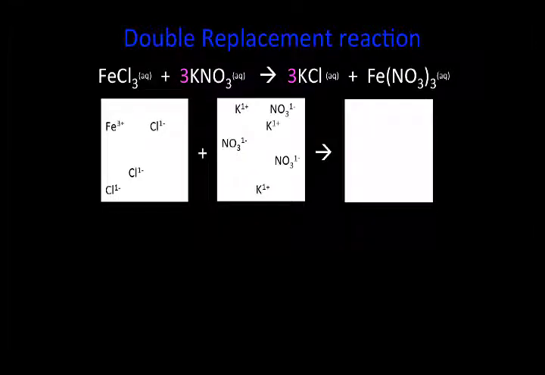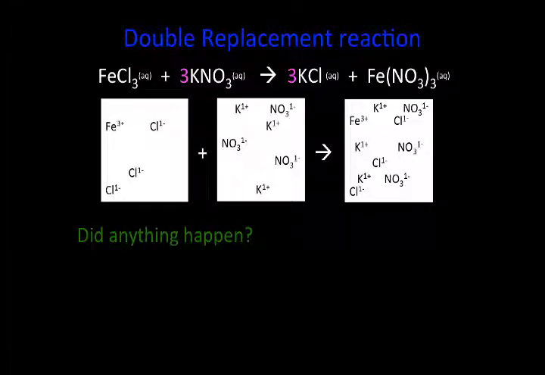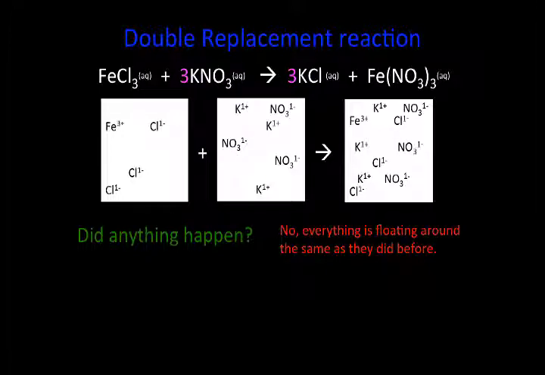When you mix it all together, nothing's really changed. The iron 3 plus ion is still floating around by itself. The three chlorides, the three potassiums, and the three nitrates are all still floating around. Nothing's changed. This isn't an interesting reaction. It isn't a reaction at all. Nothing happened in this case. So this is an example of a reaction that we're not going to worry about.